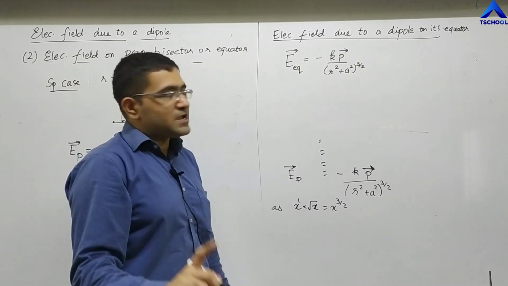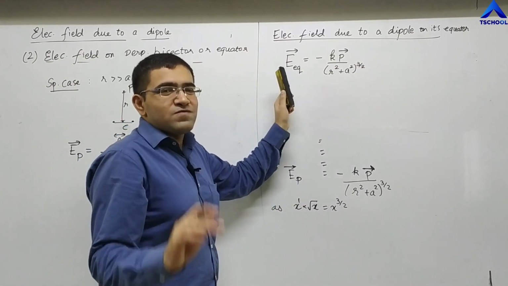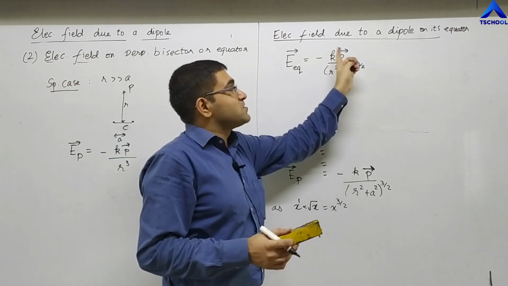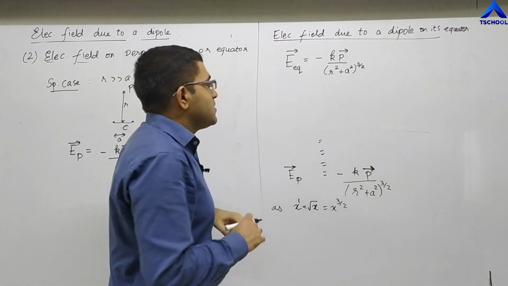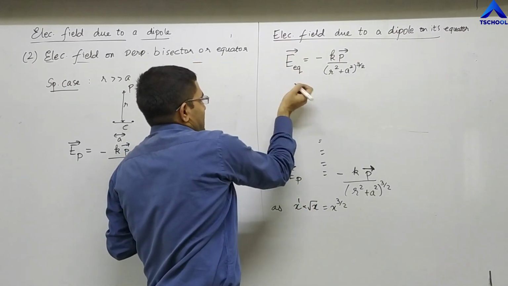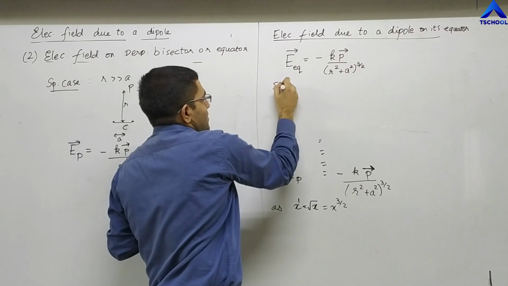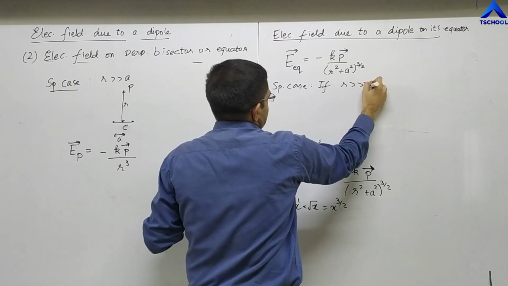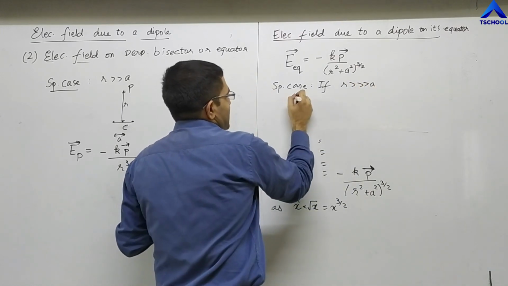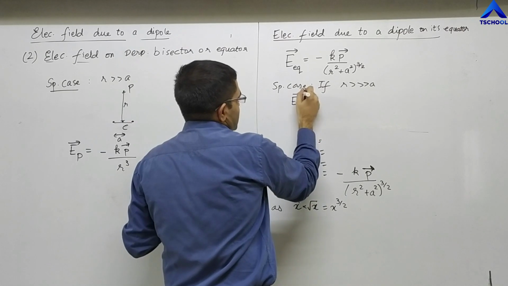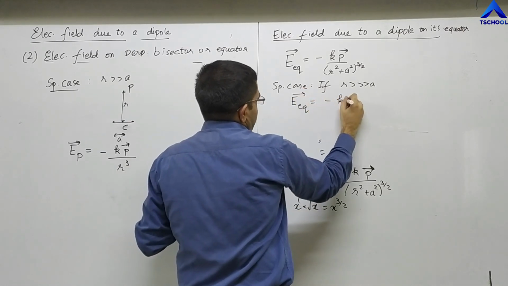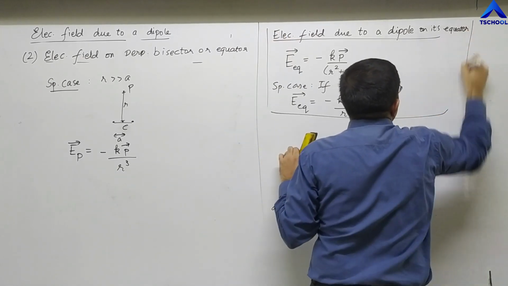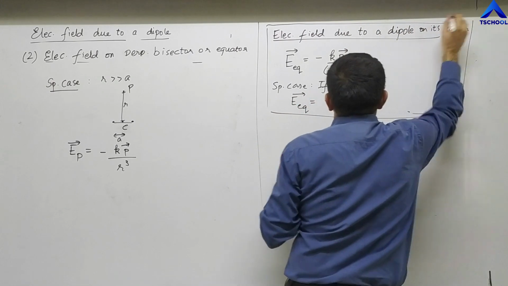Okay, don't forget this is in vector form. If you only want to find magnitude, there's no need to write the minus sign and no need to write that vector. Okay, now for the special case, that is if r is much greater than a, or we are talking about a short dipole, we have that the electric field on the equator of a dipole becomes minus k p vector divided by r cube. Again, this is what you should remember.